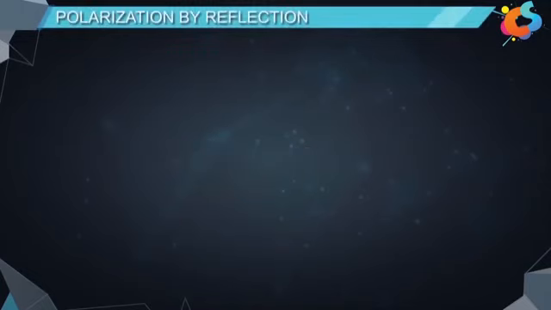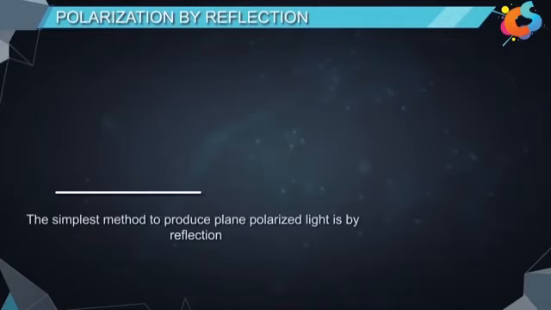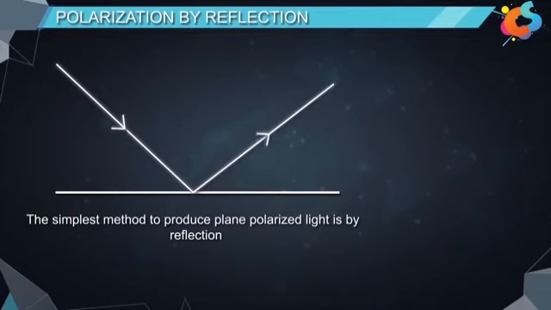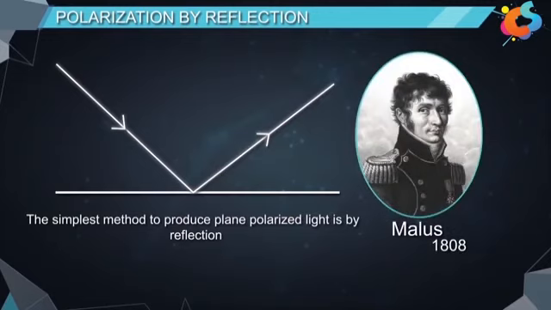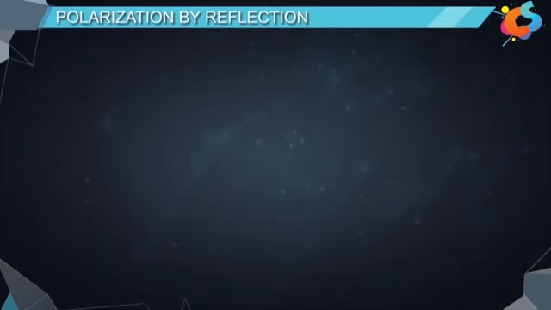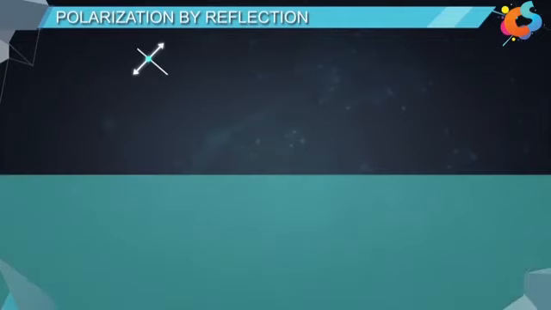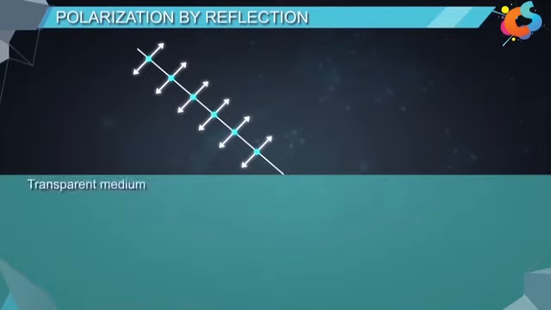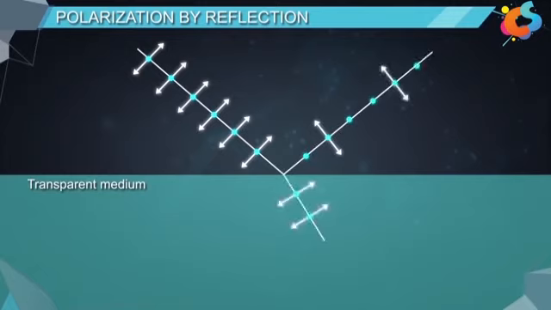Polarization by reflection. The simplest method to produce plane polarized light is by reflection. This method was first discovered by Malus in the year 1808. It was found that when an unpolarized light is incident on a surface of transparent medium like water or glass, some part of the light got reflected and the rest got refracted through the material.